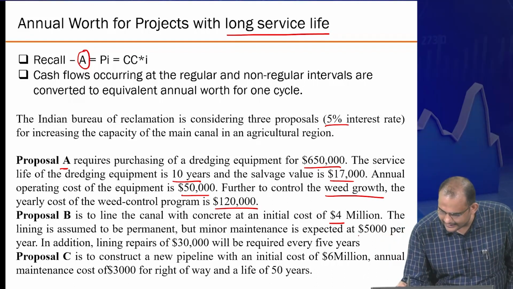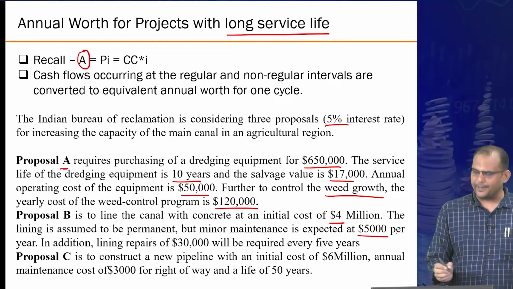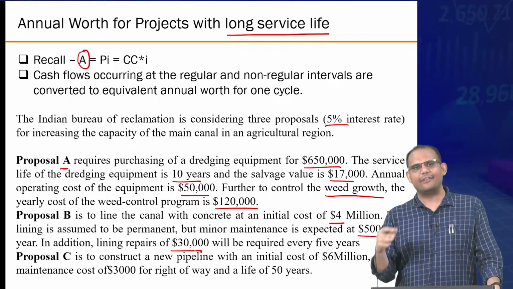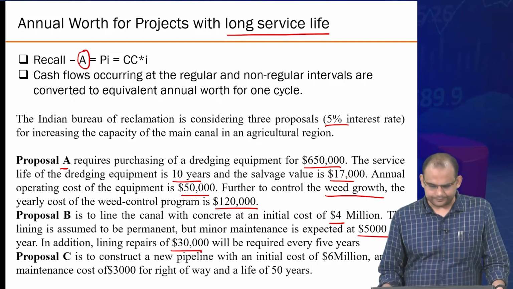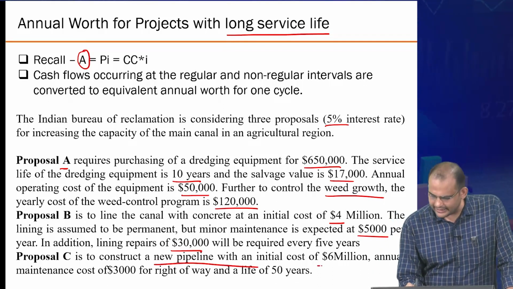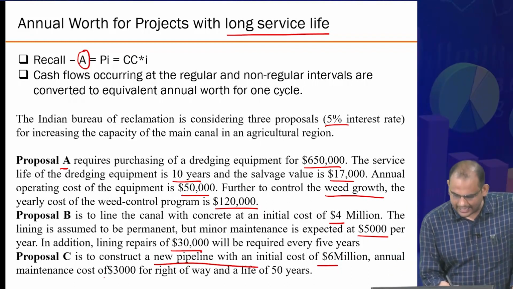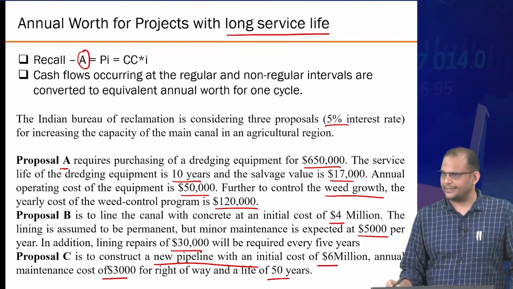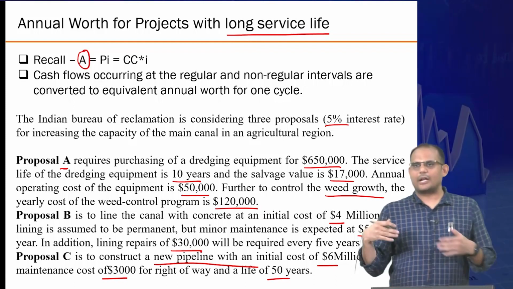But minor maintenance is expected at $5,000 per year. And in addition, lining repairs of $30,000 will be required every 5 years, right? And then proposal C is to construct a new pipeline with an initial cost of $6 million, annual maintenance cost of $3,000 and a right of way of 50 years. 3 options to transfer water.